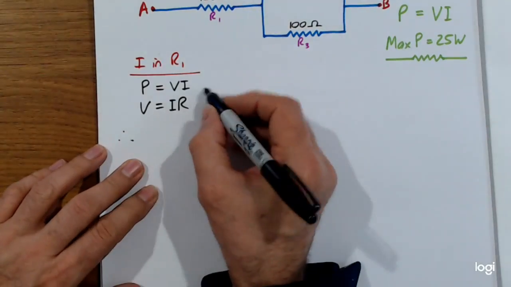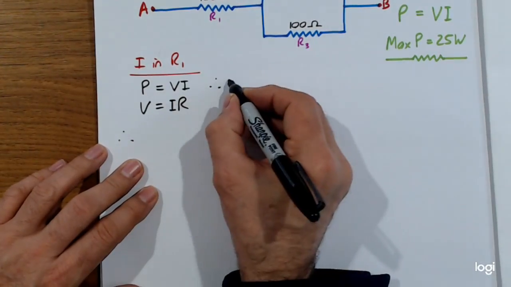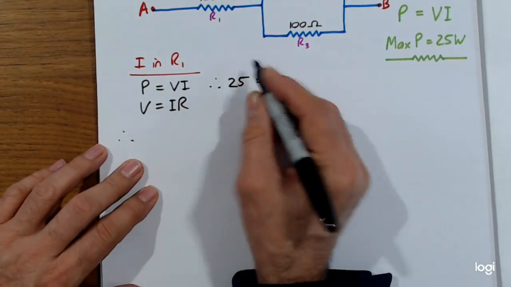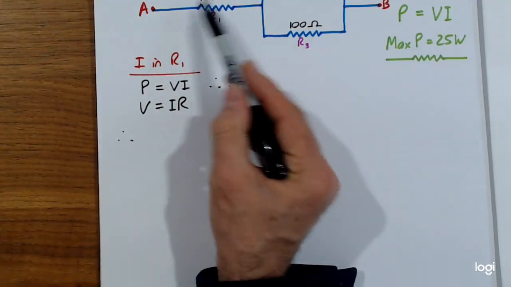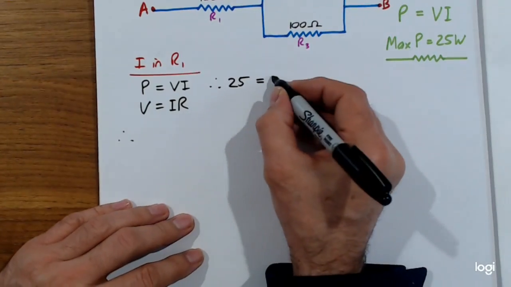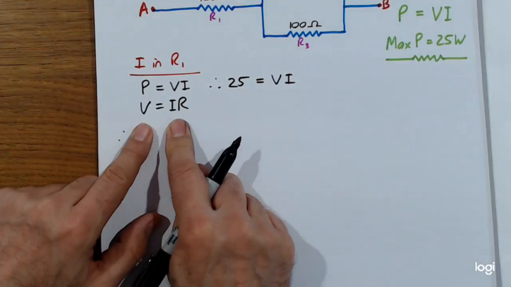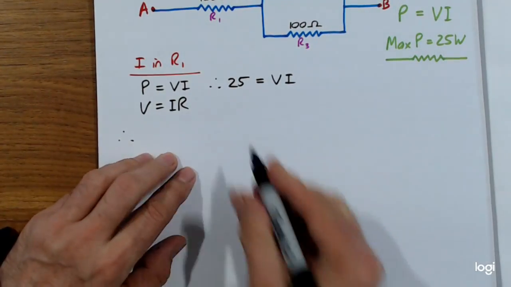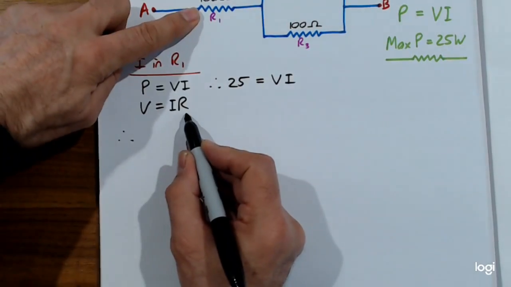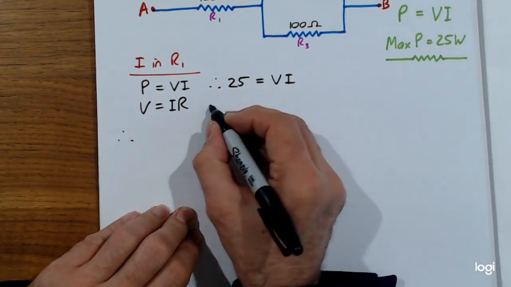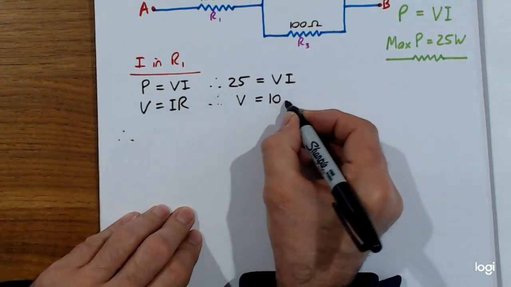So here's what happens. P equals VI, and we know what the P is. It's 25 at its maximum. 25 equals, we don't know the voltage across there, we don't know the current through it, so it's just VI at the moment. The only thing we know is the resistance, 100. So from this one, you get V equals I times 100. I'm going to write it as 100I.